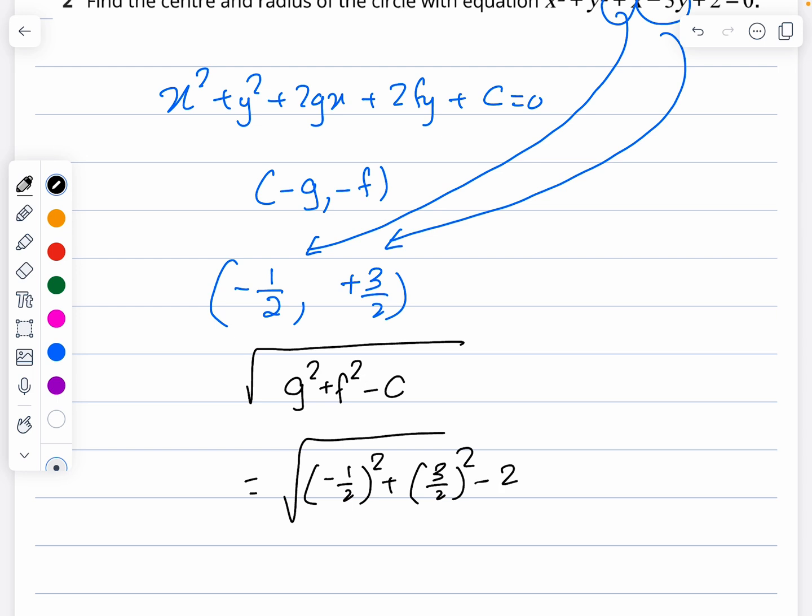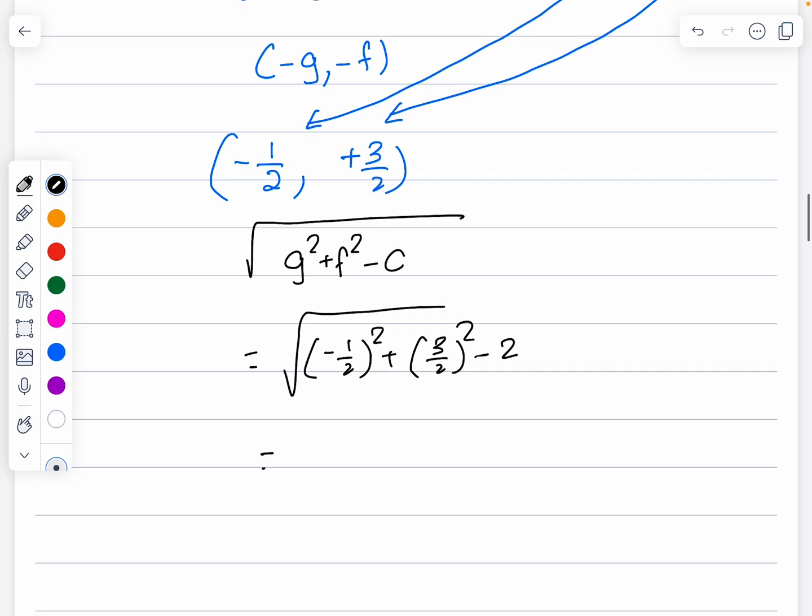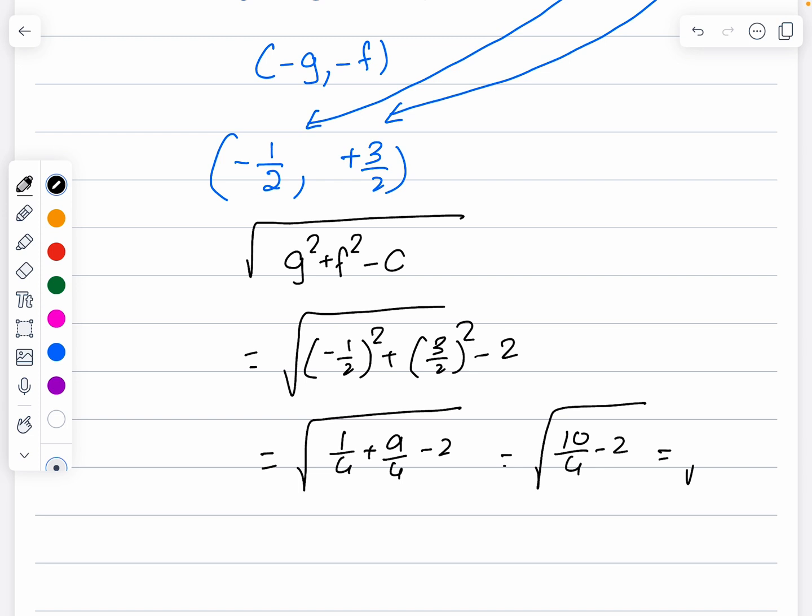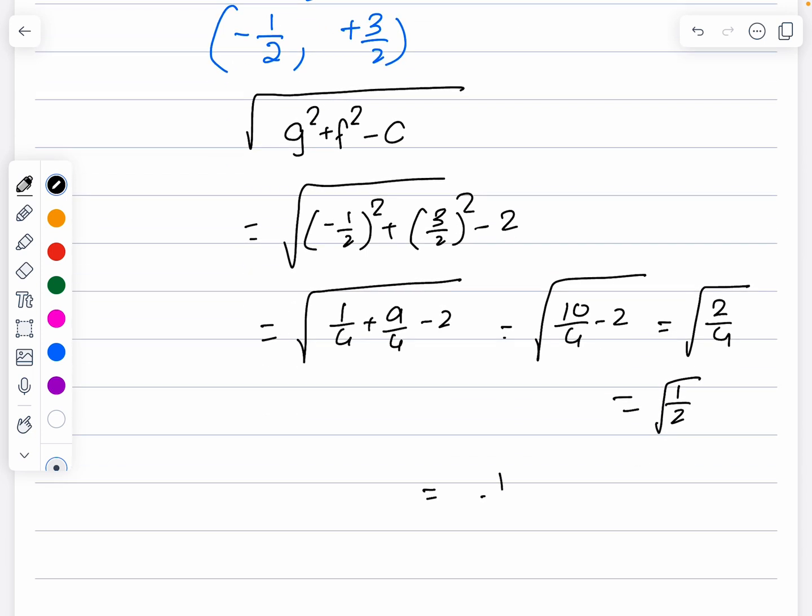So what does that become now? Sorry. So it becomes 1 upon 4 plus 9 upon 4 minus 2, which is square root of 10 upon 4 minus 2, which is square root of 10 minus 8 is 2 upon 4. So which is 1 upon 2 square root. So which is 1 upon root 2.